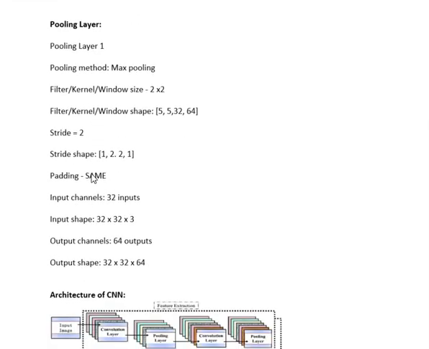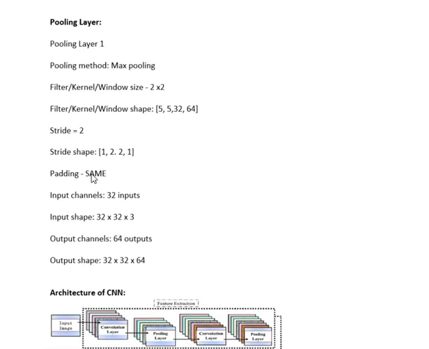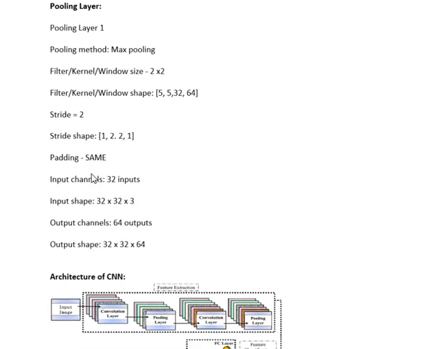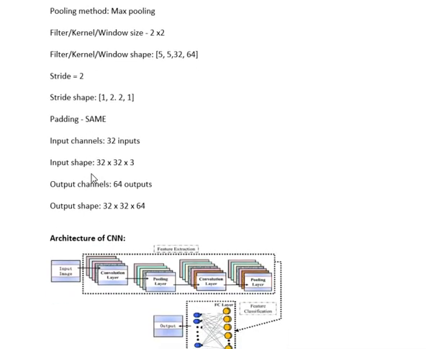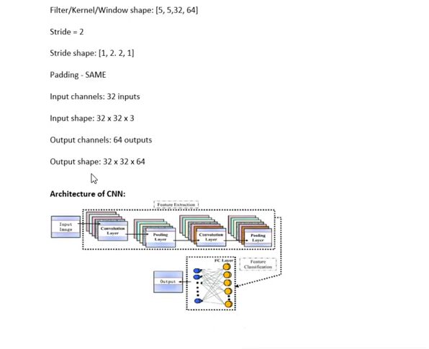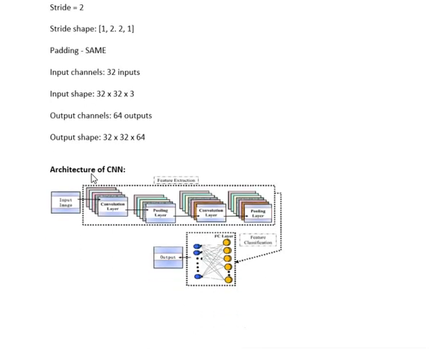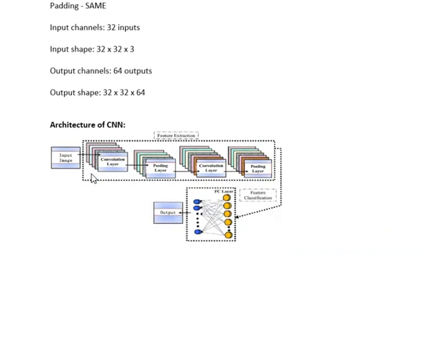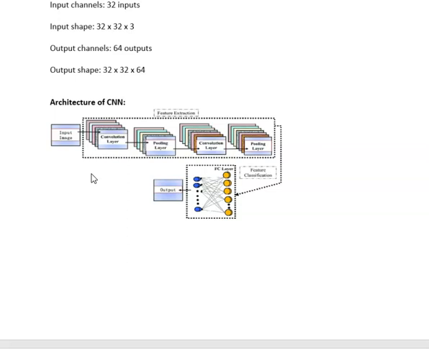The pooling layer 1: the pooling method is max pooling. Filter is 2 by 2. The window shape is 5 by 5 by 32 by 64. Stride is 2. Stride shape is 1 by 2 by 2 by 1. Padding is same. Input channels are 32 inputs. Input shape is 32 by 32 by 3. Output channels are 64 outputs. Output shape is 32 by 32 by 64.